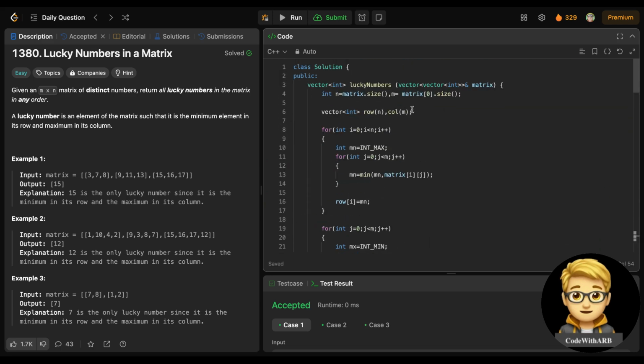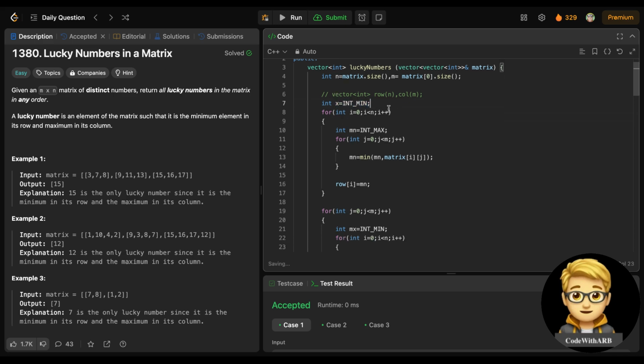So basically, instead of storing the row numbers, we will just take a variable that will store the min-max number. Let's call it x, which will hold the maximum value, because we need the maximum. We store the minimum value for each row, and then instead of storing them, I will just take the max of these minimum elements which we find for each row.